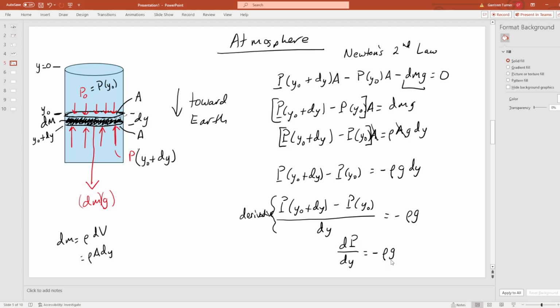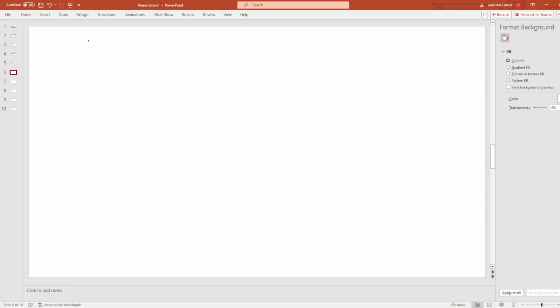Now, what does this have to do with the atmosphere? So, you might be familiar with the ideal gas law that says pressure times volume is equal to number of moles times the gas constant times the temperature. Okay? We can actually rewrite this for the atmosphere. It's a little bit more convenient form. Okay?